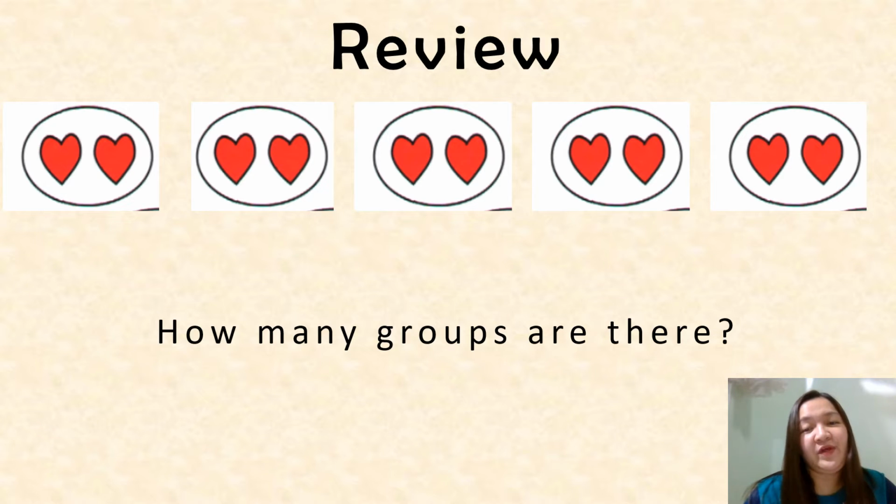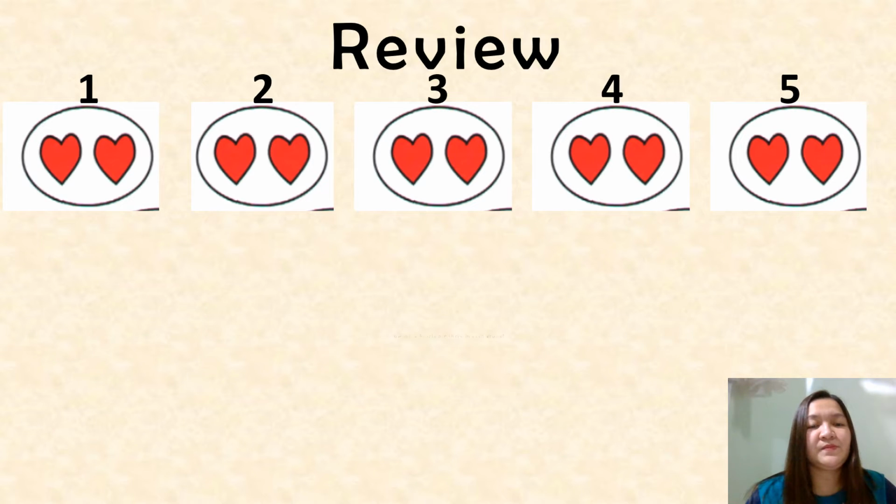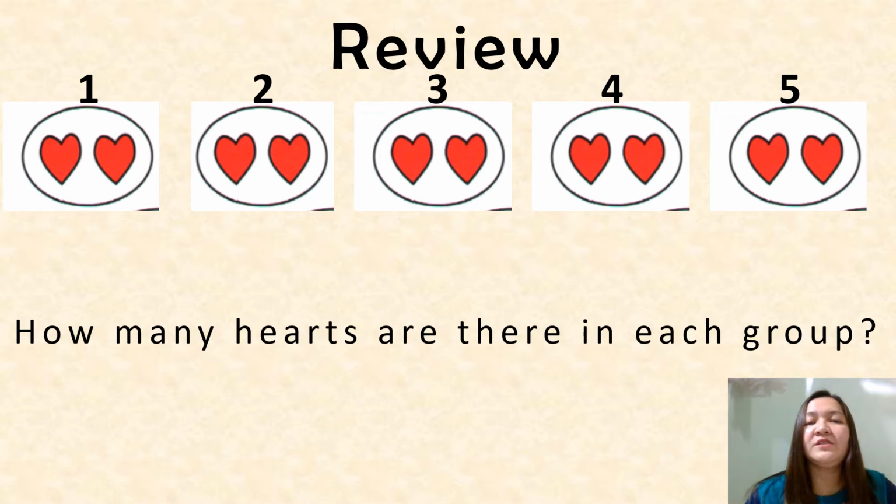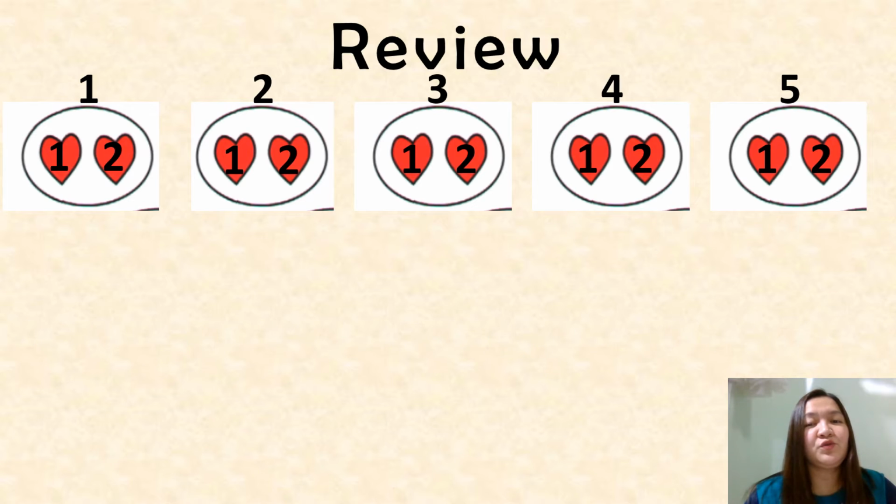So let's review. How many groups are there? 1, 2, 3, 4, 5. There are 5 groups. How many hearts are there in each group? 1, 2, 1, 2, 1, 2, 1, 2, 1, 2. So there are 2 hearts in each group.